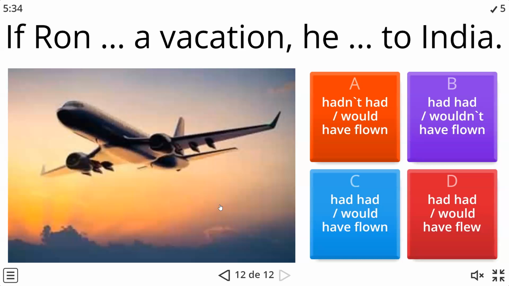For me, it makes sense like if Ron hadn't had a vacation, he wouldn't have flown to India. But that could be too positive too: if Ron had had a vacation, he would have flown to India. So that should be letter C, as you say. Exactly, because if you say, if Ron hadn't had a vacation, he would flown to India, it doesn't make sense, right?